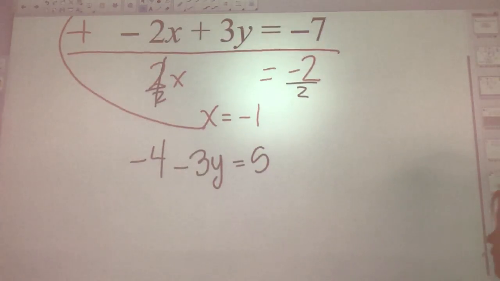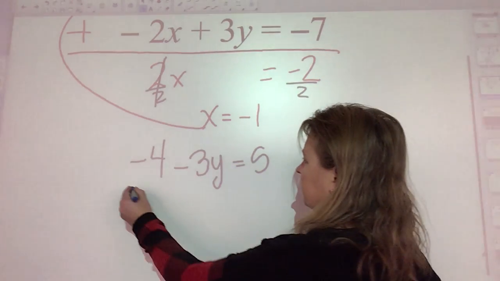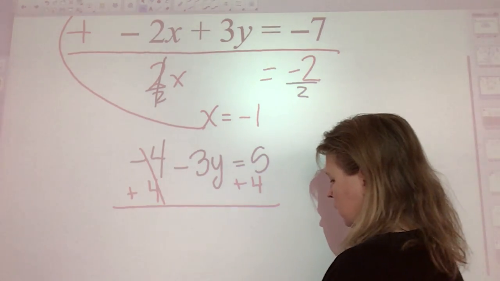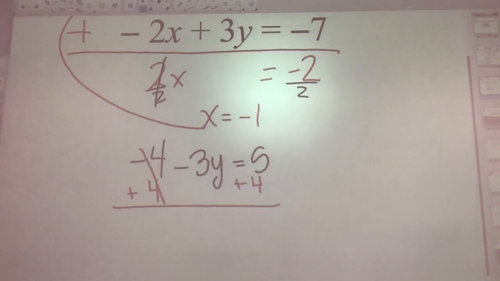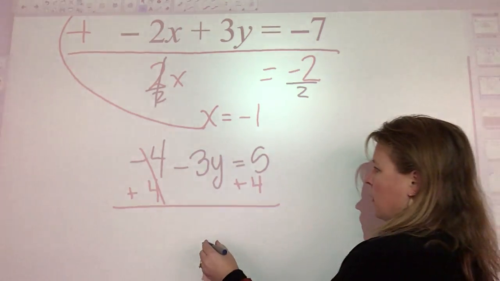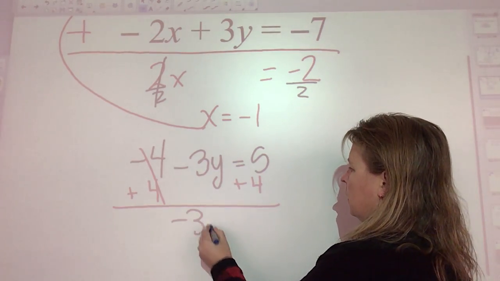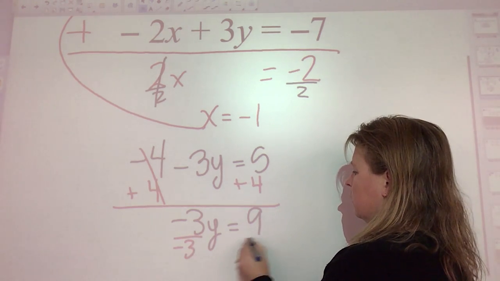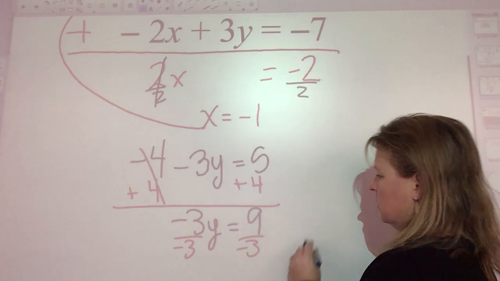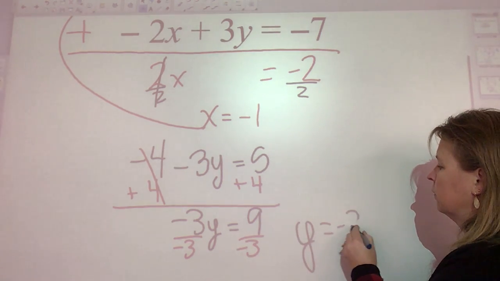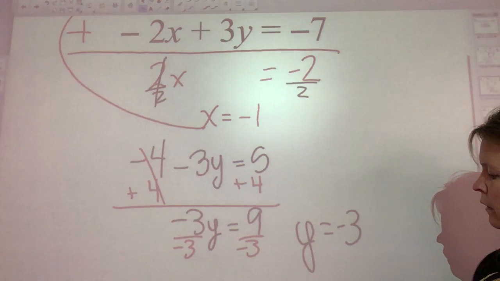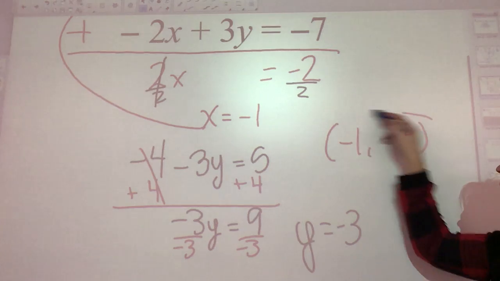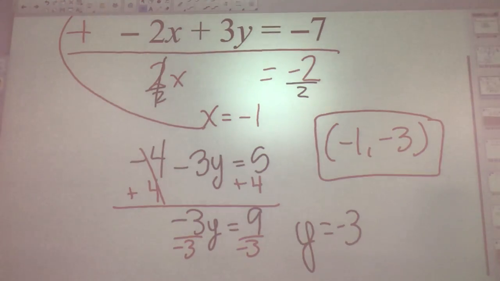Let's solve that. Add 4 to both sides. Negative 3y equals 9. And when you divide that by negative 3, you find out that y equals negative 3. Final answer, put your x first, then your y, and there you have it.